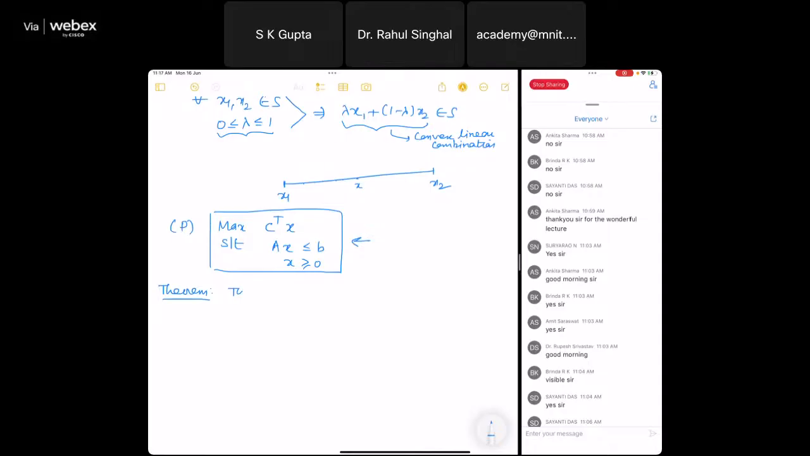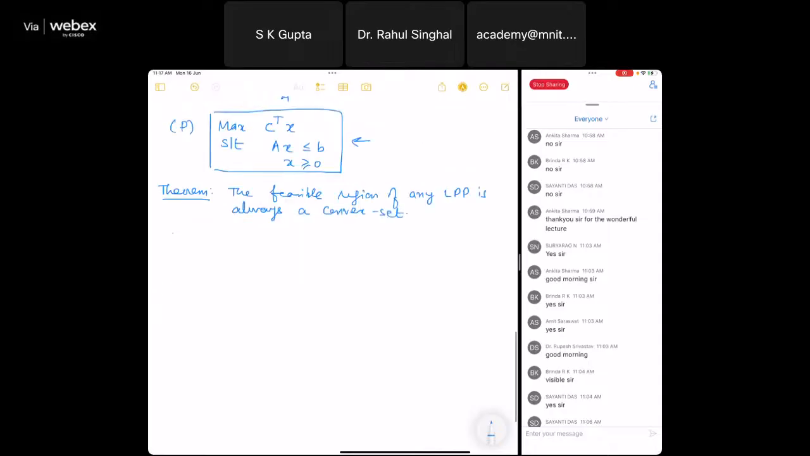So how can we show this? I am just giving you the hints of the proof. You take any 2 points in the feasible region. Suppose S is the feasible region, where S is simply all x in Rn such that Ax less than or equal to b and x greater than or equal to 0.